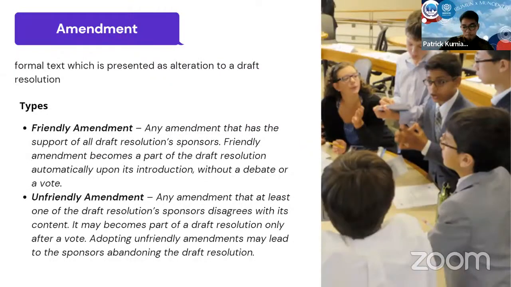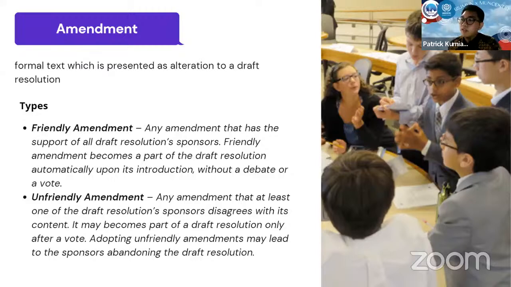Okay, next is amendment. Amendment is a formal text which is presented as an alteration to a draft resolution. I think that's a very basic definition. Let's imagine DR 1.1 has already been recognized, but you notice that you want to make revisions on draft resolution 1.1. You can send an amendment.